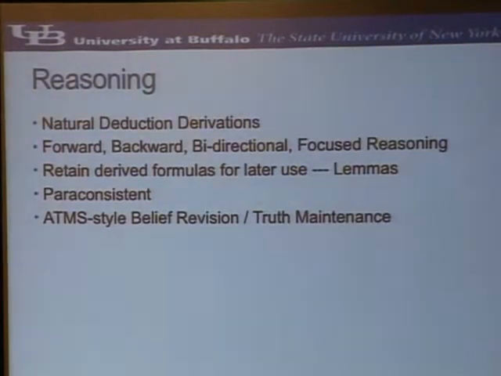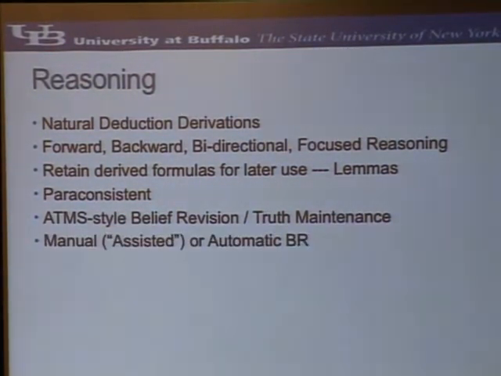We have an ATMS-style belief revision or truth maintenance system. This can be used in a manual or, quote, assisted way where the system says to the user, assuming there's a user, oh, hey, I found this contradiction, and what do you want me to do about it? But it does present possible culprits for the contradiction, and it's guaranteed by the logic that if you have it disbelieve any of the possible culprits, that contradiction will go away, at least in the way in which it was derived. It could be derived in another way also.